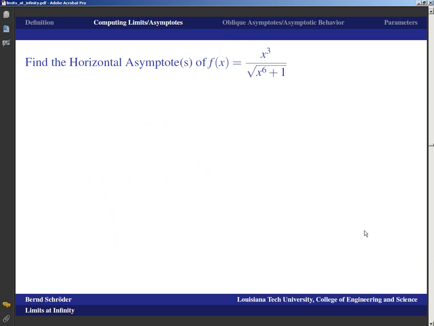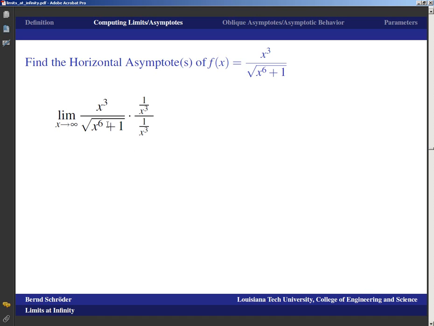Now, it can become almost a reflex to think that the limit at plus infinity and the limit at minus infinity are the same. And again, for rational functions, that typically is the case. But once you start looking at stuff that involves square roots, that will not be the case anymore. And here's how you handle this stuff. The limit as x goes to infinity of x cubed over root x to the 6 plus 1.